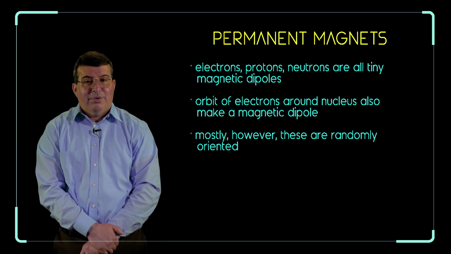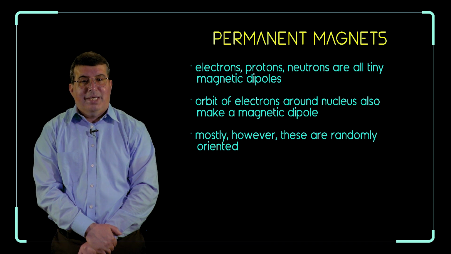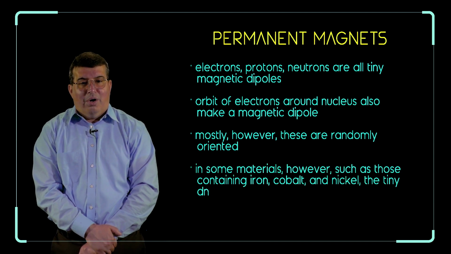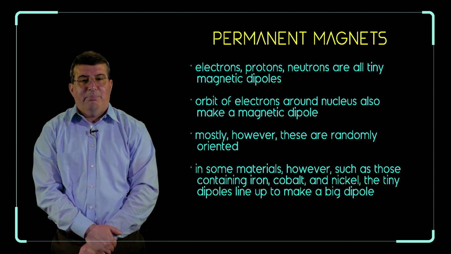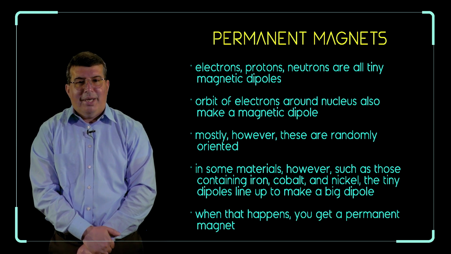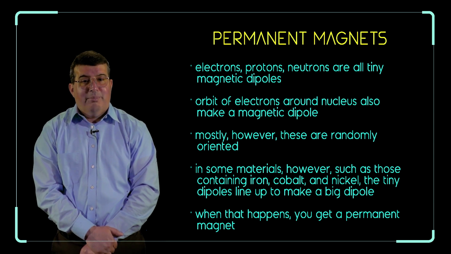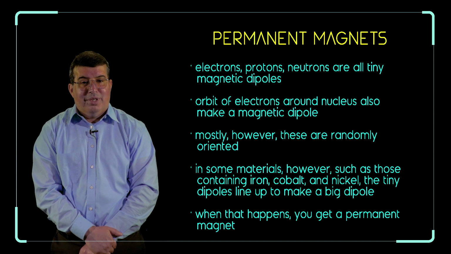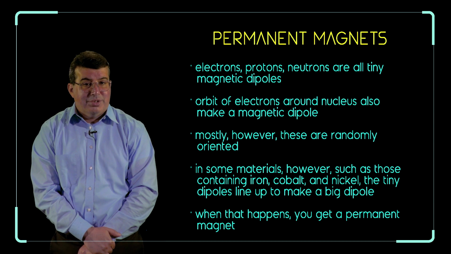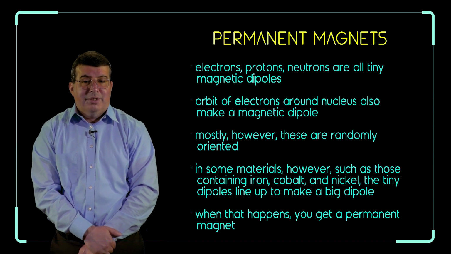However, in some materials, such as those containing iron, cobalt, and nickel, all the tiny dipoles line up to make a big dipole. And when that happens, that's how you get a permanent magnet. So all of the tiny magnets throughout the permanent magnet line up to give you a big permanent magnet. So the electron is permanently orbiting around the nucleus. The electrons and protons and neutrons are all constantly spinning, so we have a movement of charge there.